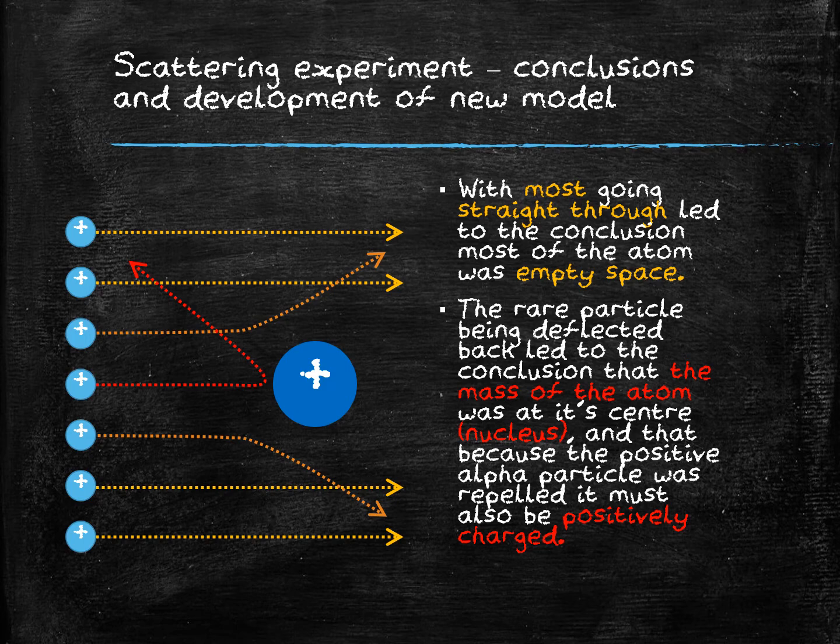The rare particle being deflected back, that was the major stumbling block for the plum-pudding model, could be explained if the mass of the atom was at its center, which Rutherford coined the phrase nucleus for at this point, drawing its parallels from biology and the cell. And it had to be a positive bundle of mass because the alpha particle was known to be a positive particle. In order for it to deflect back and repel, like charges repelling, the alpha particle had to have the same charge as this new nucleus that Rutherford had proposed as an idea.